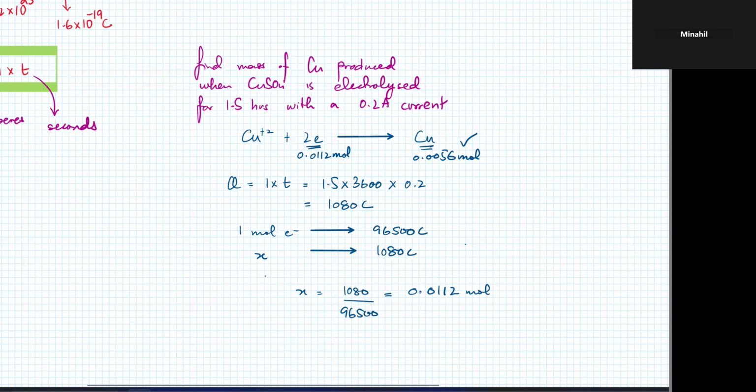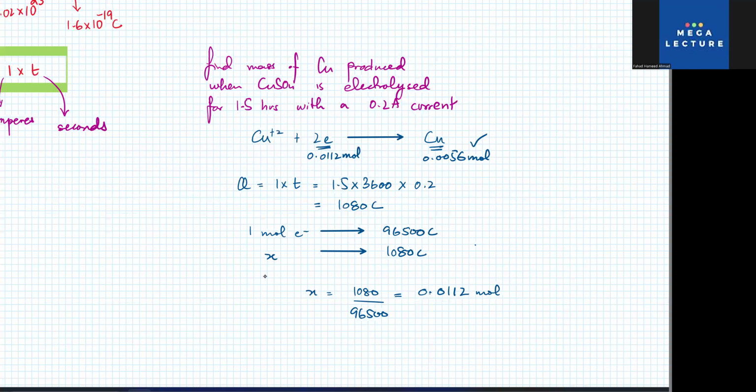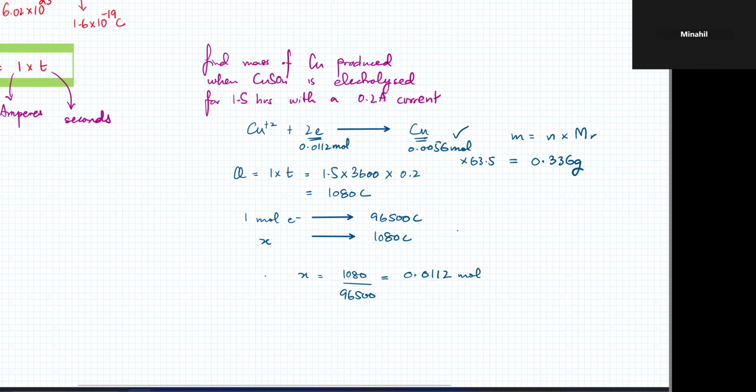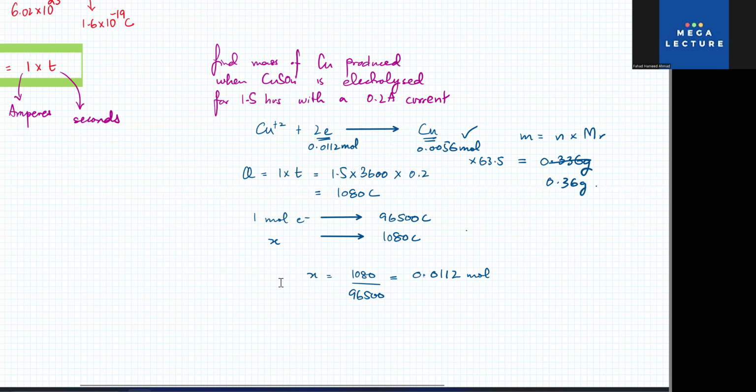Yes sir. And then you have to find the mass. So what is the mass of copper? Mass is moles multiplied by the Mr. So multiplied by the Mr, right? The Mr is 63.5. So what is the mass that we are getting? 0.336, 0.356 grams. Okay, so that's a typical question that you're going to get on the Faraday constant.